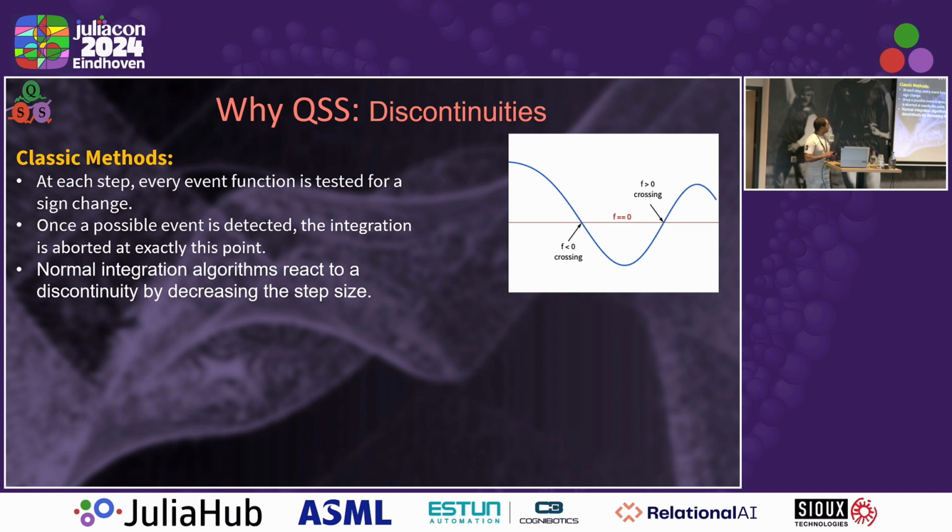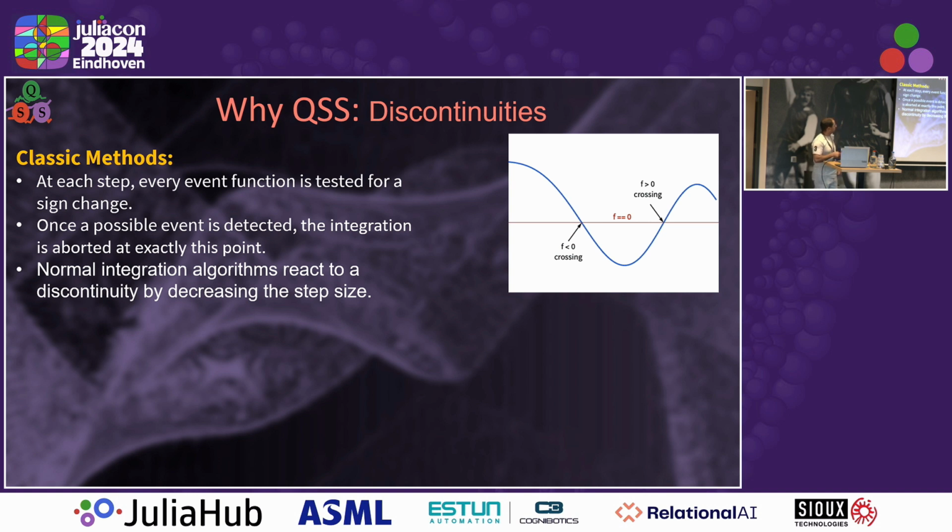The next advantage is the discontinuity. If we have a discontinuity right here, in the classic methods, at each step we'll check whether this function crossed 0 or not. While for QSS, since we have the dependency matrix, if let's say variable xk changed, and we know that xk does not affect the zero crossing function, then we don't have to check whether the event is going to happen or not. That's also a huge advantage.